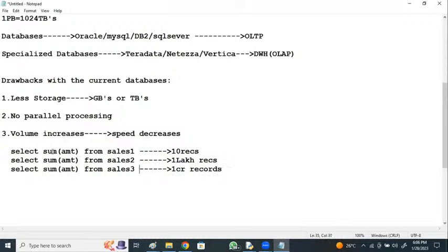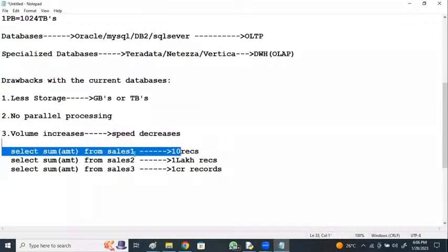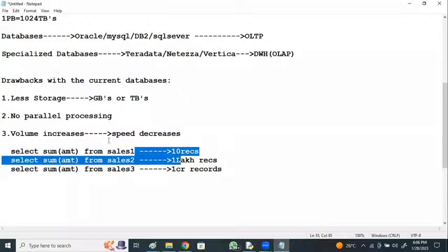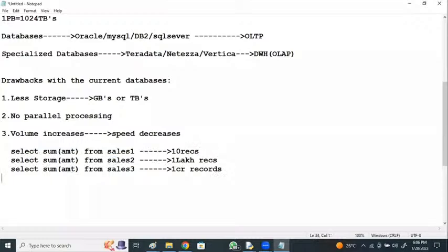So the first query executes faster because of the total amount of 10 records as compared with 1 lakh or 1 crore. So query to query, as volume increases, speed decreases. And if you talk about complexity, if complexity increases, speed decreases.